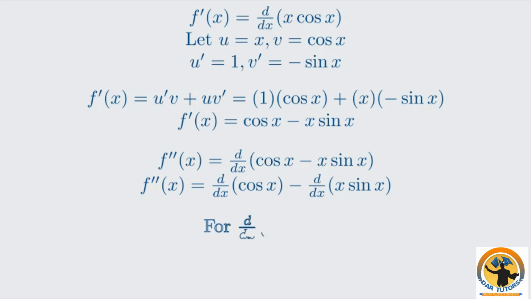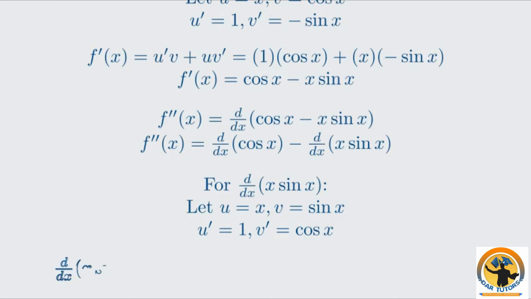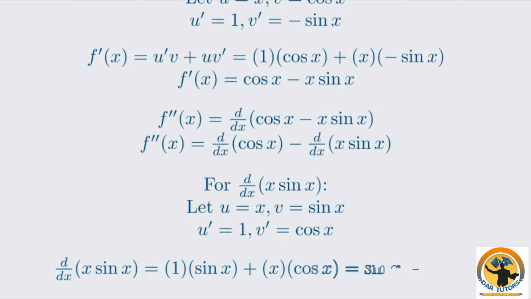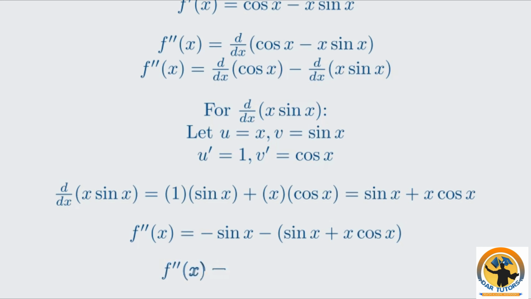Let u equal x and v equal sin x. Then u prime is 1 and v prime is cos x. The derivative of x sin x is 1 times sin x plus x times cos x, which is sin x plus x cos x. Now we substitute this back into our expression for f double prime of x. f double prime of x is negative sin x minus the quantity sin x plus x cos x. Distributing the negative sign and combining like terms gives us our final answer. f double prime of x equals negative 2 sin x minus x cos x.